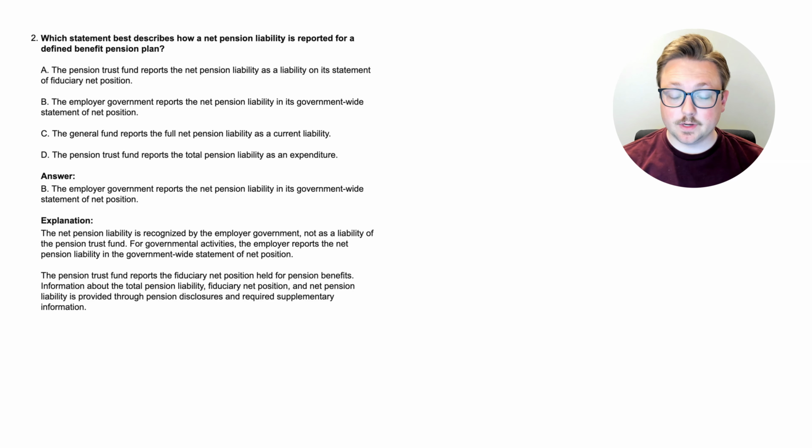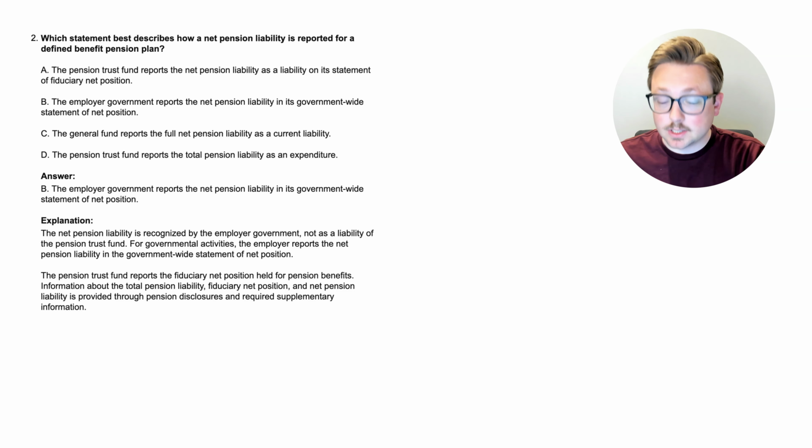For governmental activities, the employer reports the net pension liability in the government-wide statement of net position. The pension trust fund reports the fiduciary net position held through pension benefits. Information about the total pension liability, fiduciary net position, and net pension liability is provided through pension disclosures and required supplementary information. So again, the net pension liability is going to be reported in the government-wide statements of net position.